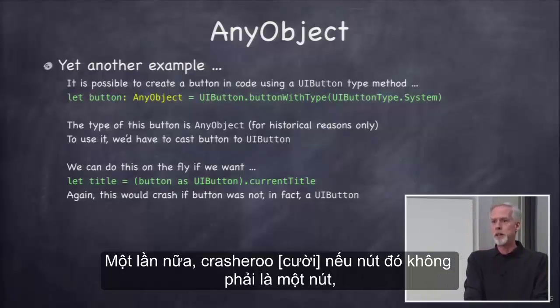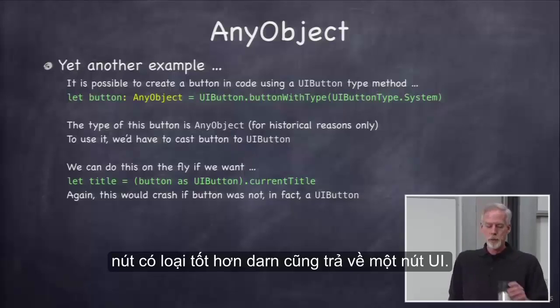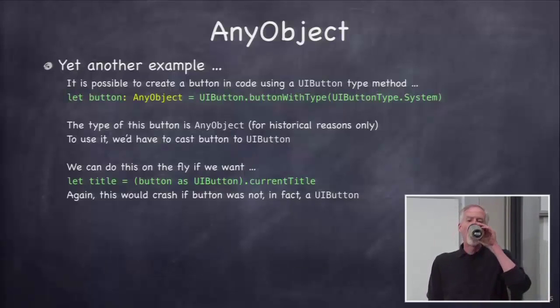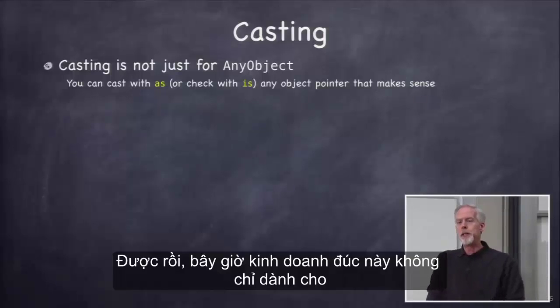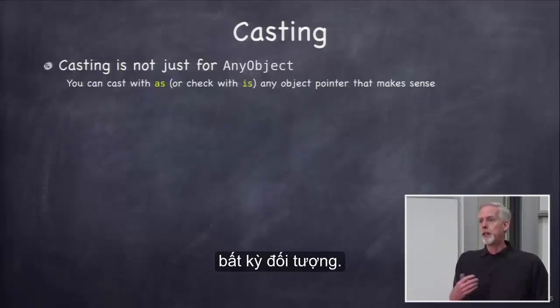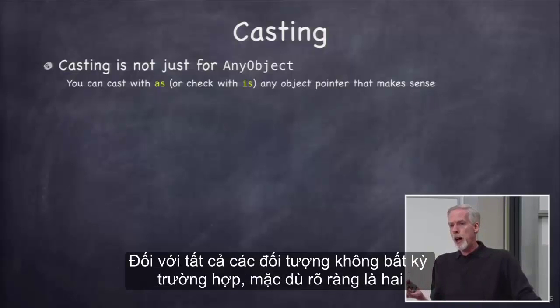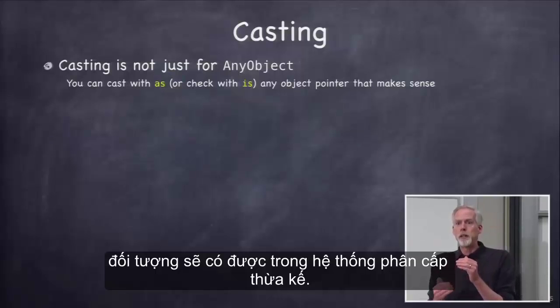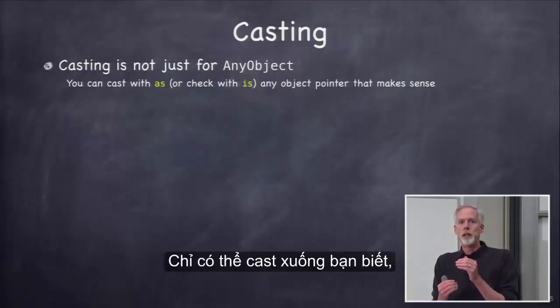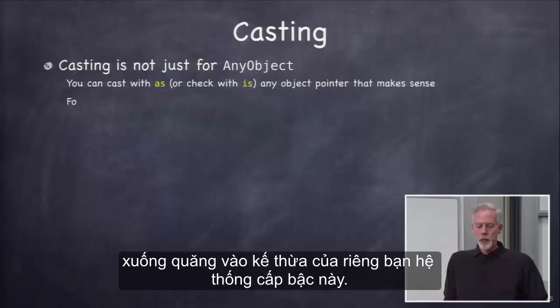Crash, if that button is not a button, but that's okay. In this case, button with type better darn well return a UIButton. Okay, now this casting business is not just for AnyObject. You can actually cast any two objects. For all non-AnyObject cases, though, obviously those two objects would have to be in the same inheritance hierarchy, right? You can only downcast into your own inheritance hierarchy.